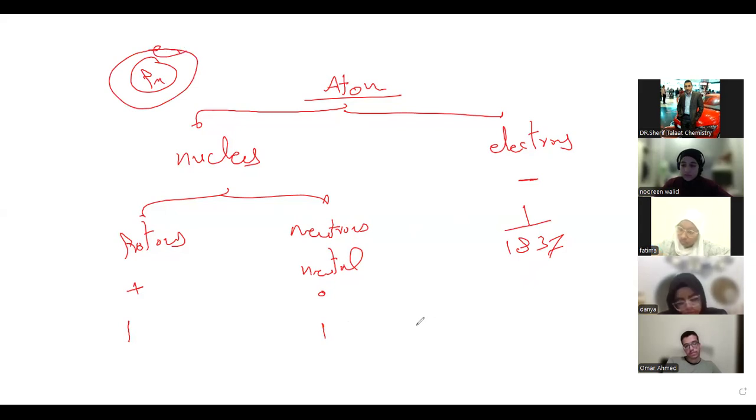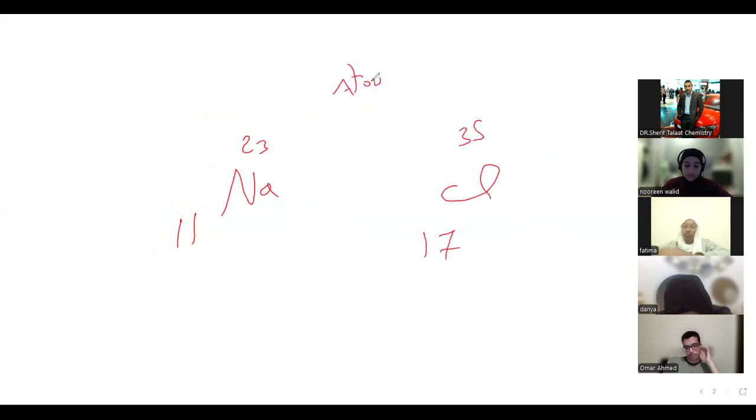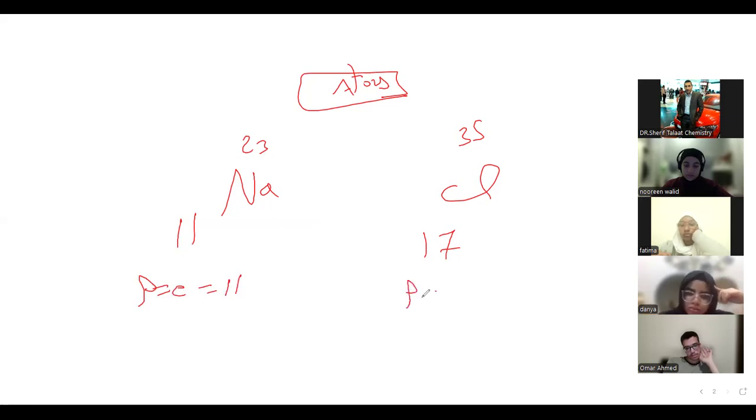After that, we said for any element like Na 11 23 or Cl 17 35, these are atoms. How can we know these atoms? There is no charge. So protons equal electrons equal 11. So protons equal electrons equal 17. This is number 1.